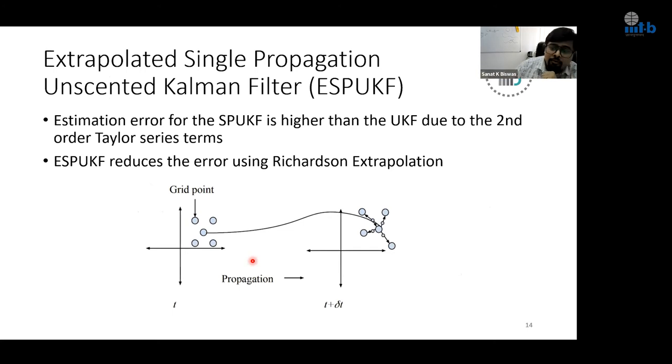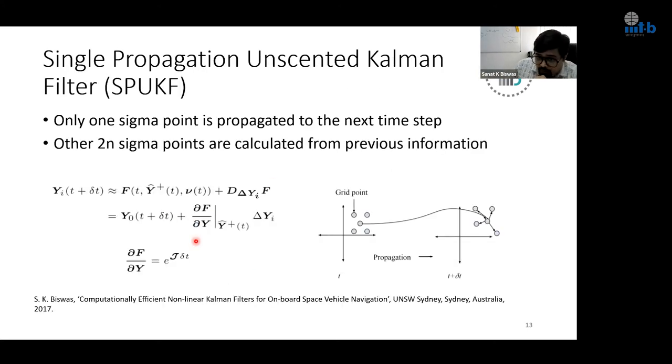So you could think that, okay, rather than doing first order Taylor series approximation, you could do just second order Taylor series approximation, right? However, there is a problem. That is, then we have to calculate the Hessian. Hessian of nonlinear system calculation is very difficult, right? So that is why we did not follow that path.